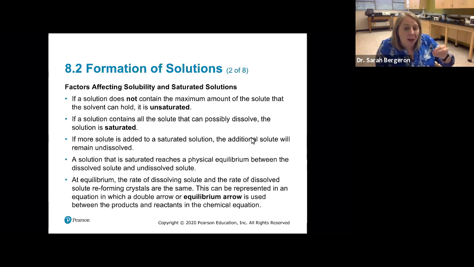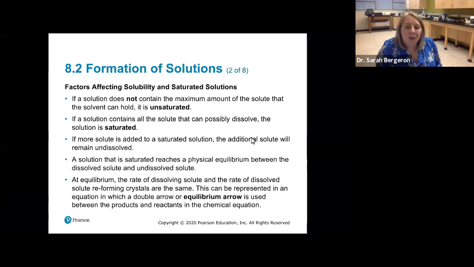You add more and it becomes to the point where not everything's going to go into solution. It's still going to have some solids. So if you add more solute to your saturated solution, the additional solute will remain undissolved. It'll remain a solid. So once you get to that point, you've got a little bit of solid inside of your solution, there's an equilibrium that exists between the dissolved state and the undissolved state. And so you have molecules that are always kind of cycling through that. They never always stay dissolved or always stay undissolved. You just kind of have molecules cycling through that equilibrium.